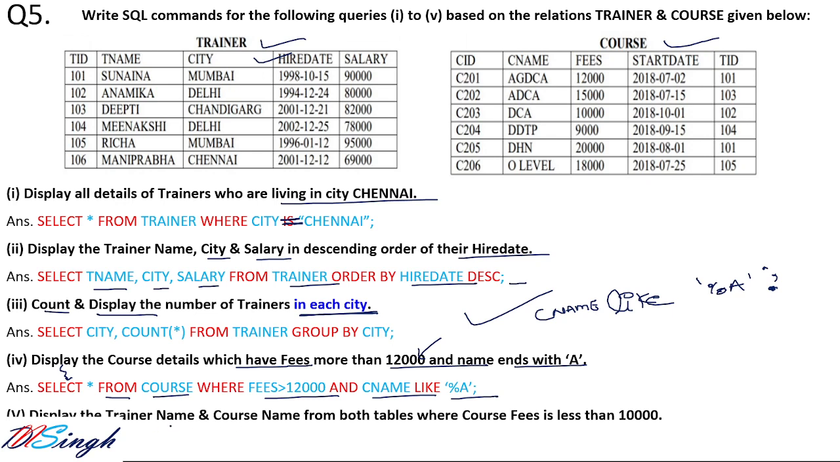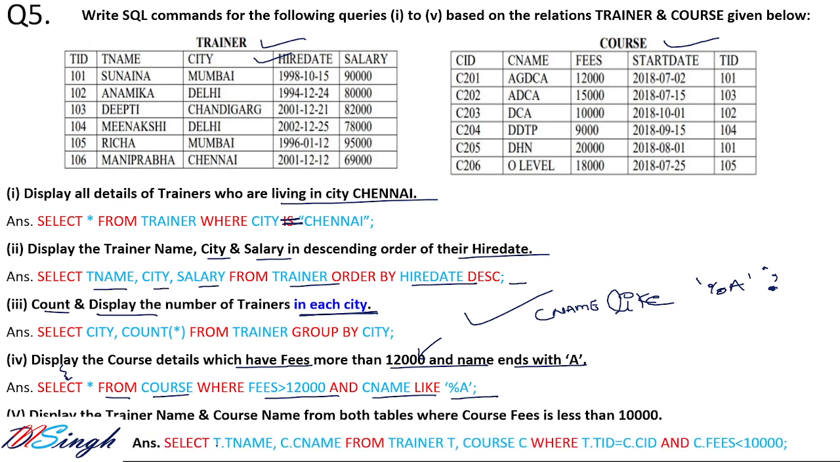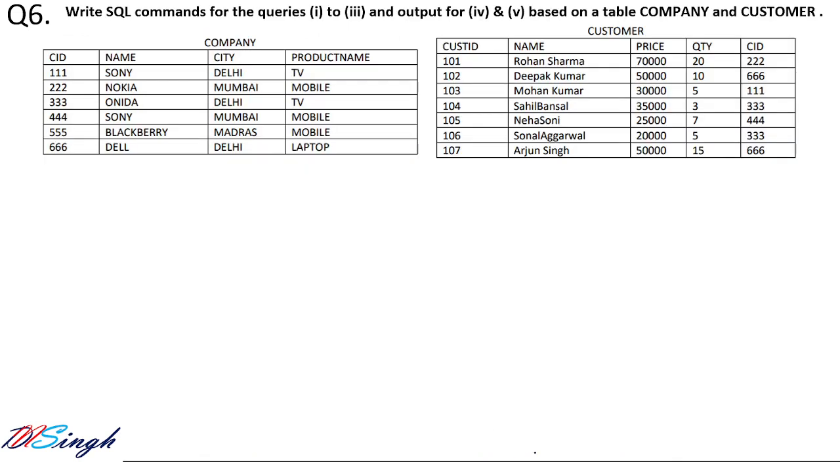Let us see, to display the trainer name, course name from both tables where course fee is less than 10,000. Trainer name and course name. Okay, fine. So select T dot trainer name, C name from trainer T, course C where T dot TID equal to C dot TID and C dot fee is less than 10,000. So that way you are going to get the query for this particular thing.